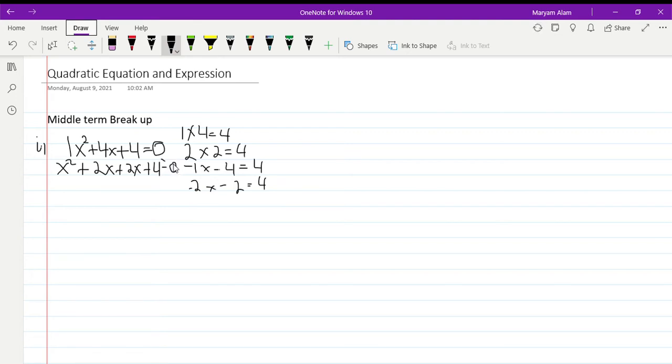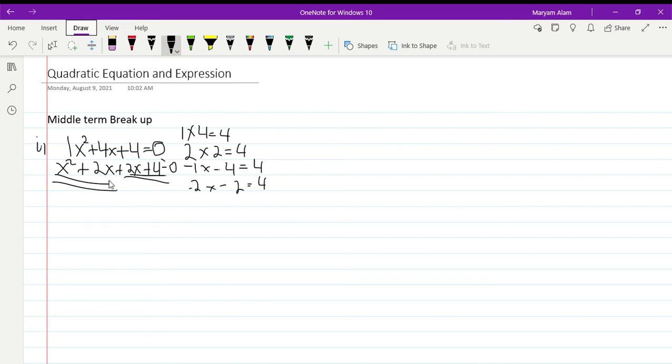Now we will solve the equation in two parts. First we will factorize x squared plus 2x, and then we will factorize 2x plus 4. We have to factorize the whole equation in such a way that we can get the answer of x. If it was an expression, not equal to 0, we would have to simplify it, that means factorize it. So first we will factorize it.